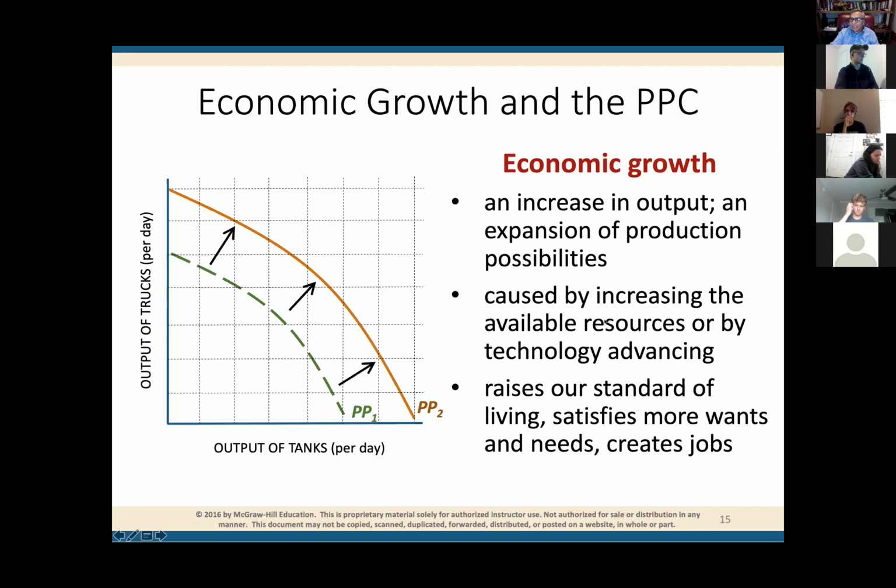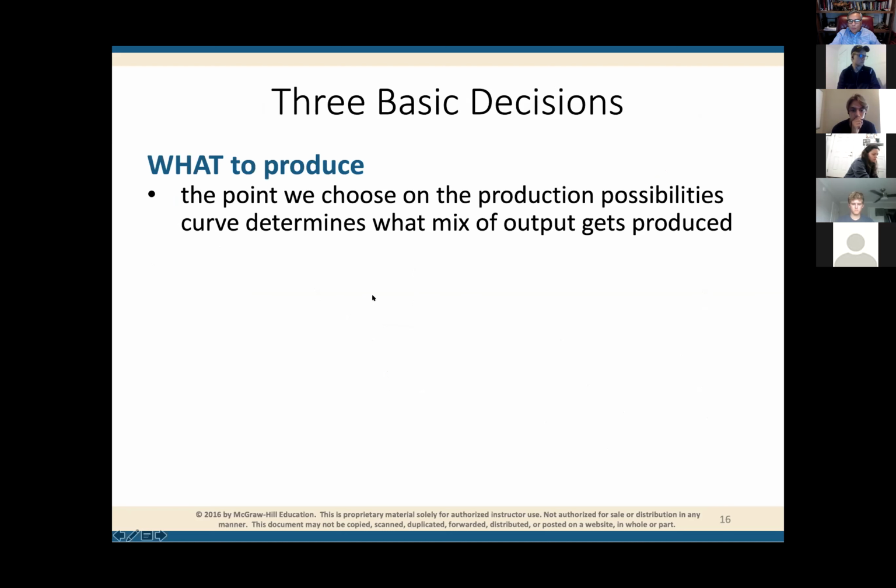So economic growth is an expansion of the frontier. And in most cases, it is technological advances that can help us to increase the frontier. By increasing our economy, what we're actually doing is increasing our standards of living. We have more products, we have more jobs, and we're going to be, I guess, more satisfied. Okay, that's what economic growth brings.